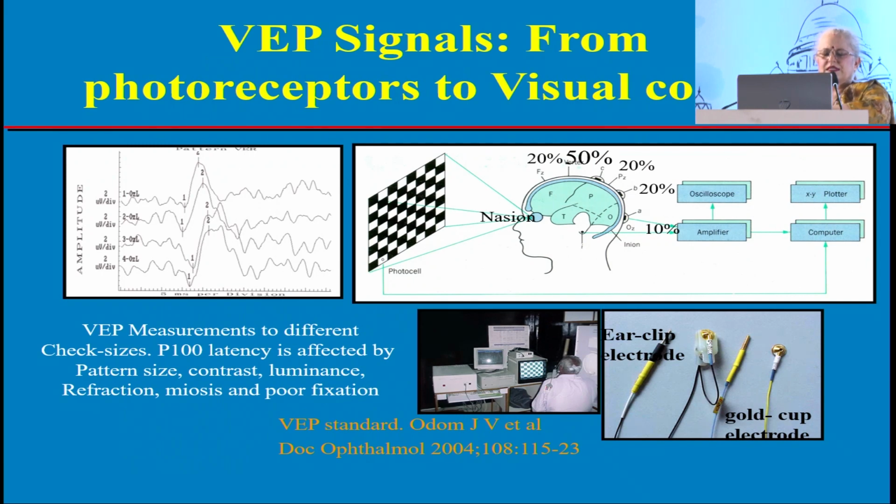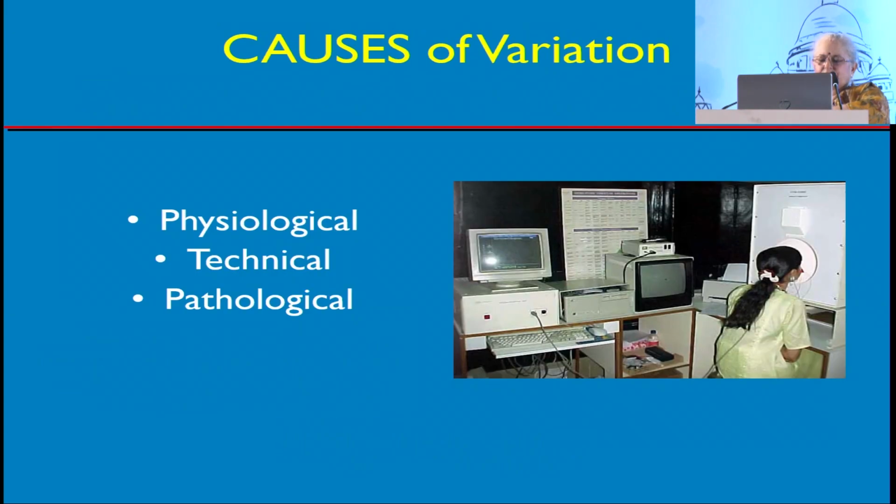The VEP consists of signals which start from the photoreceptors and go on to the visual cortex, and different check sizes are used. Here again we need to understand that if there is a retinal disease, the VEP can still be abnormal. So in patients with unknown vision loss, or when we are trying to find out where the lesion is, we should always do ERG, flash ERG, pattern or multifocal ERG for macular function, and then the VEP, not VEP alone, because that will be misleading.